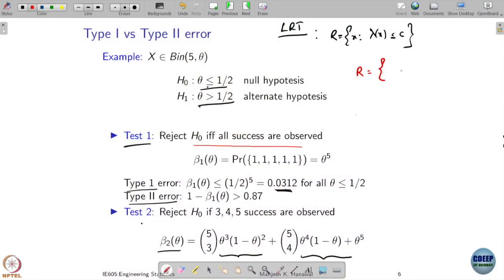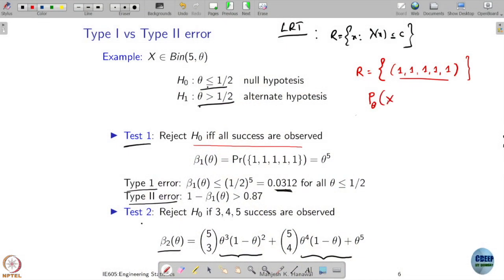That is one possible test, and let's define my region R, the rejection region, as simply the all-ones vector. So when I see all ones, I will reject the null hypothesis. Otherwise, I accept the null hypothesis. So this is my rejection region, which has just one vector in it.